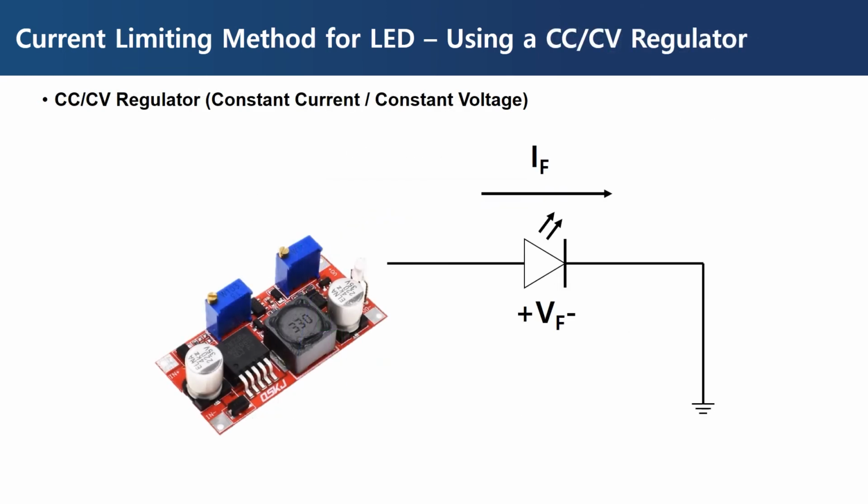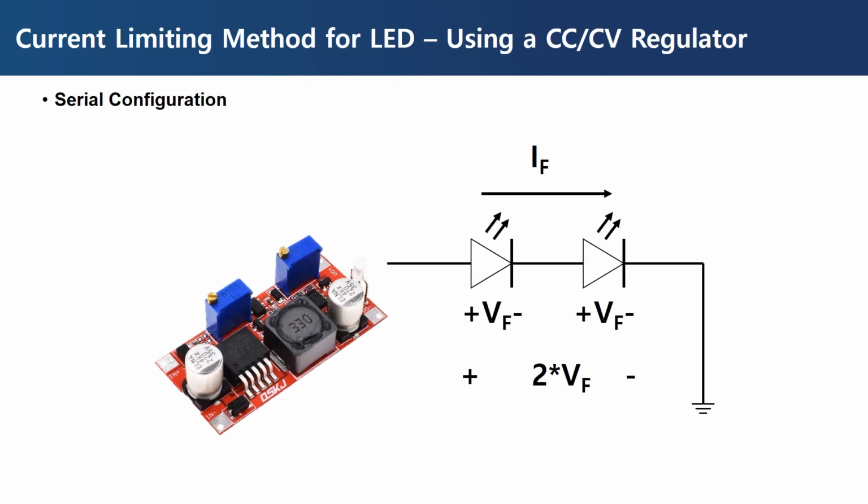Due to these problems, it is very important to drive an LED with a constant current source. Using the CC/CV regulator as shown in the picture, you can set the voltage to VF and the current to IF to illuminate the LED. It is a typical and safe method, because the regulator limits the amount of current even for the problematic situation we have previously seen.